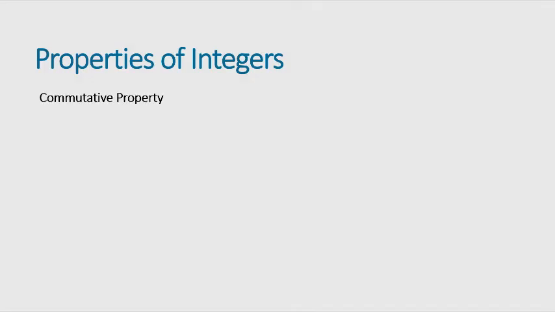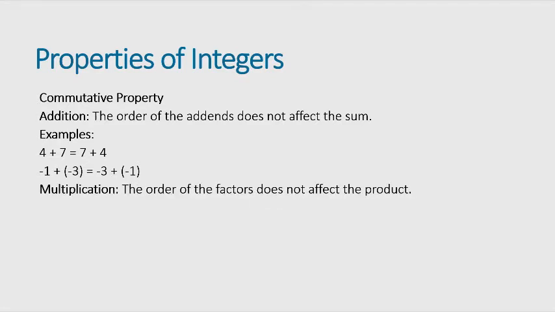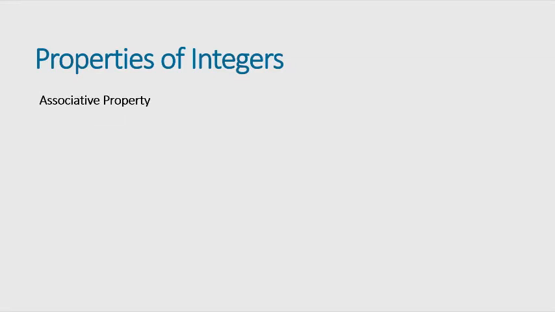Next property is the commutative property. For addition, the order of the addends does not affect the sum. For example, 4 plus 7 is equal to 7 plus 4. Negative 1 plus negative 3 is equal to negative 3 plus negative 1. For multiplication, the order of the factors does not affect the product. Like 4 times 8 is equal to 8 times 4, and negative 3 times 9 is just equal to 9 times negative 3.